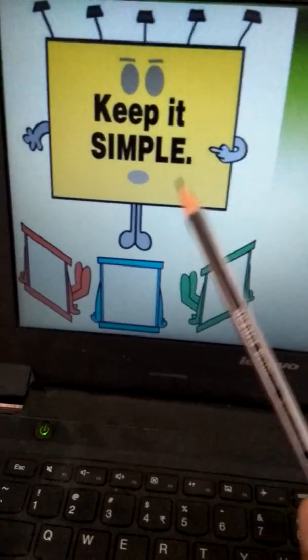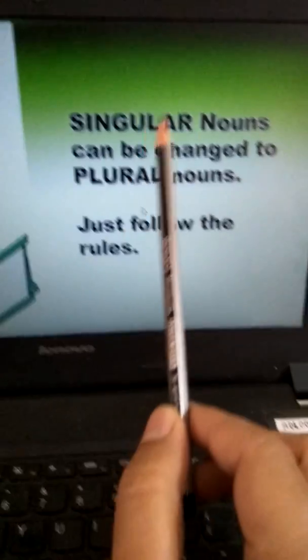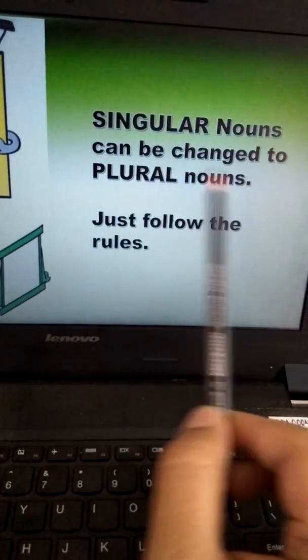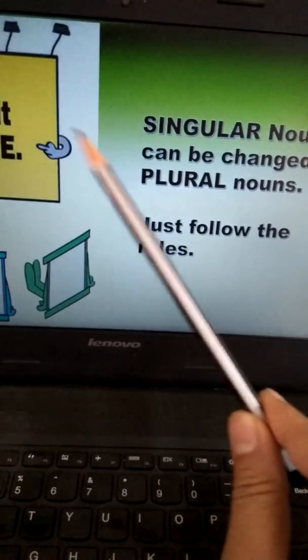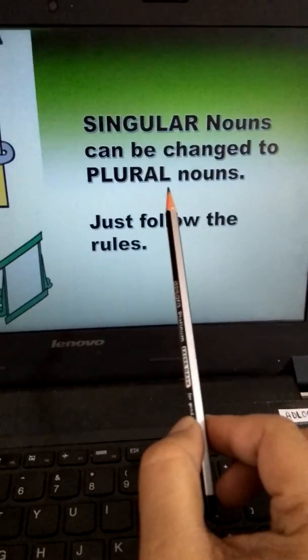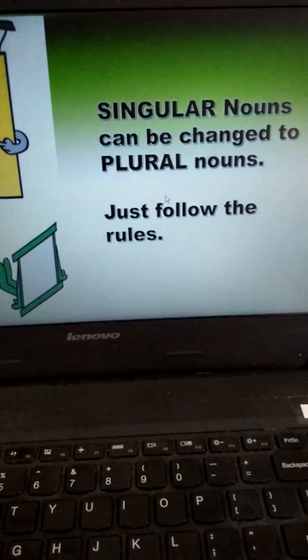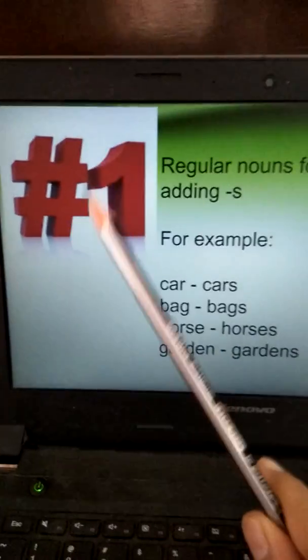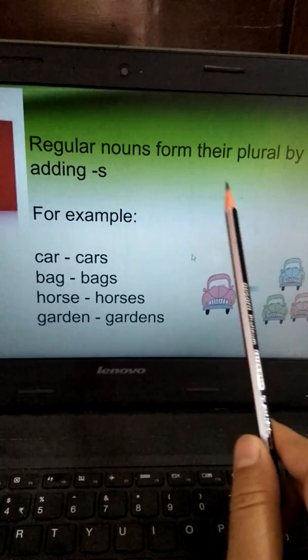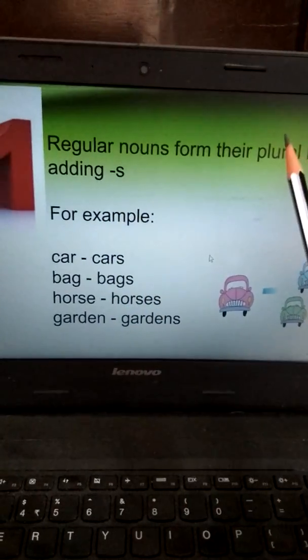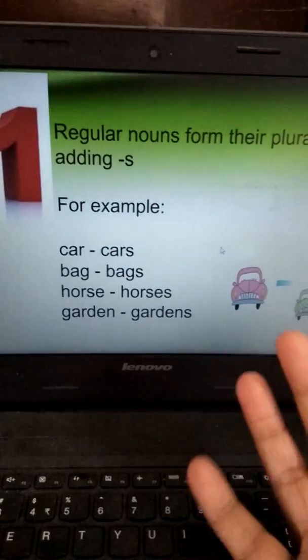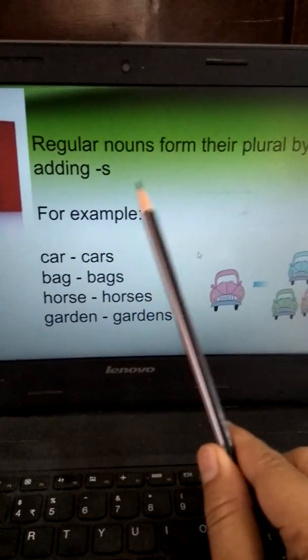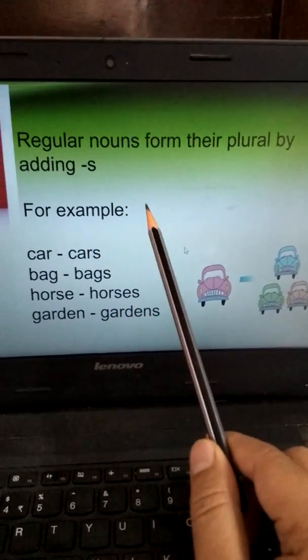Now let us really keep it simple. Singular nouns can be changed to plural nouns. Just follow the rules. There are only few rules which we have to follow and then we can change the singular nouns into plural nouns. We come to the first rule. Regular nouns form their plural by adding s. Regular nouns means the nouns which we more or less use daily, regularly.